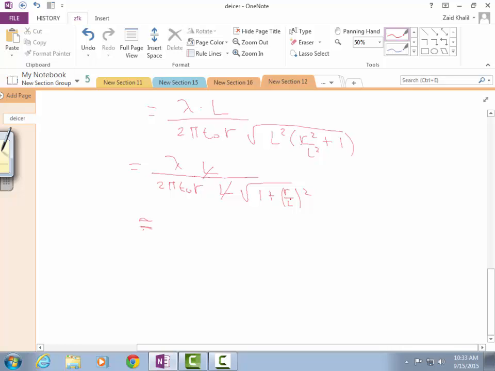This goes to 0. R over L quantity squared. 1 plus that goes to 1. Square root of that goes to 1. And so what are we left with? Lambda over 2 pi epsilon 0 R. So if you know lambda, you can find out the max electric field line that you can produce.